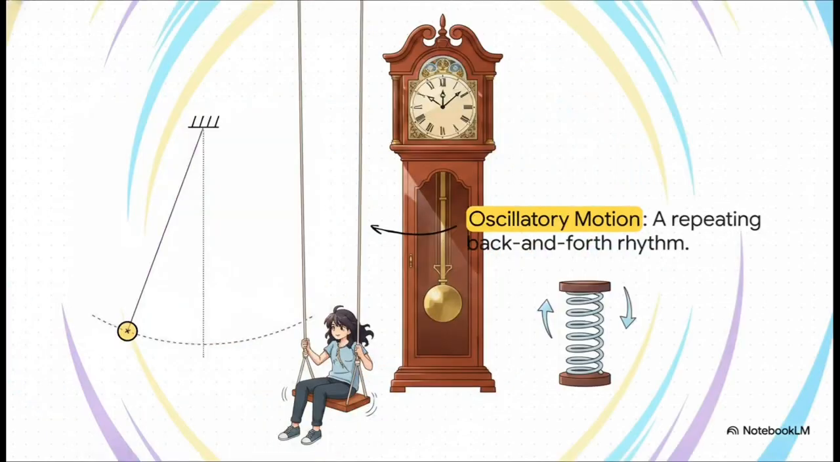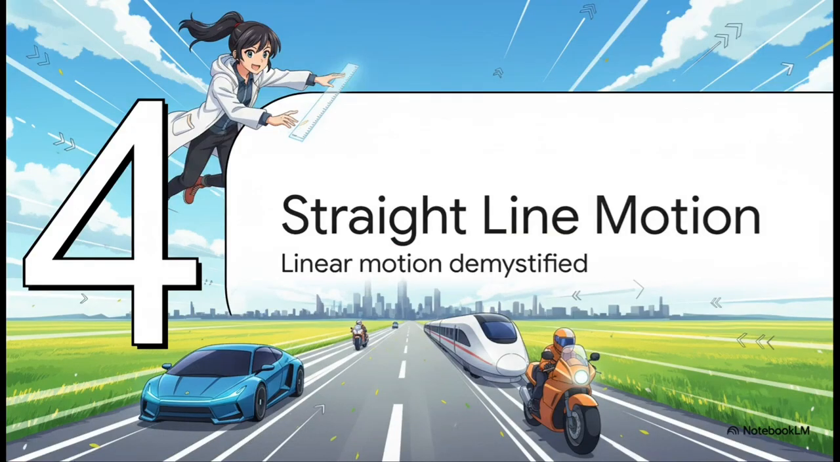And our third and final bucket is oscillatory motion. This one is defined by a back and forth rhythm. Think of the really soothing, repeating swing of a grandfather clock's pendulum. It passes through a central point, goes to one side, comes right back, and repeats. Classic oscillatory motion. And that leads us into Section 4, moving in a straight line.